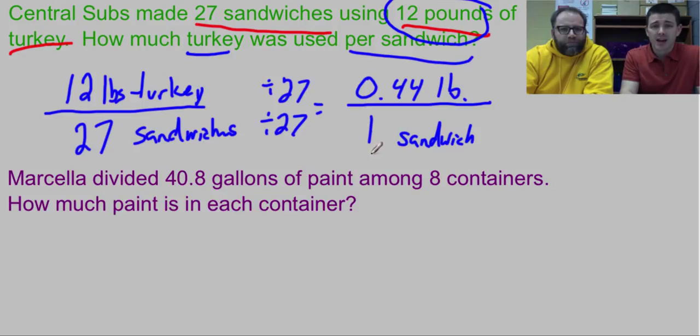Chances are you did it the opposite way because you're used to just putting the first number on top, the second number on the bottom. So listen for those clues Mr. Romanovich gave you. Read the problem. It says turkey per sandwich. So it's telling you what order to take the numbers in.